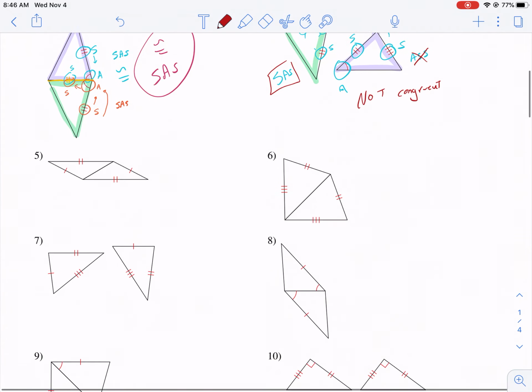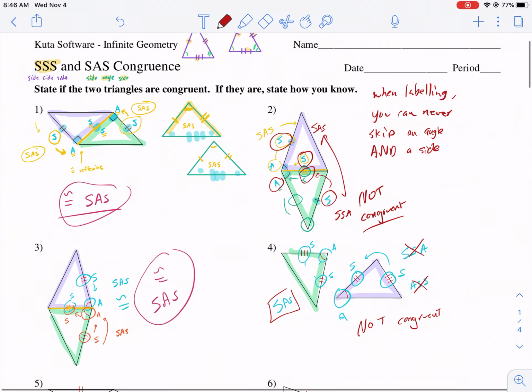Okay, so actually I'm going to put a pause on this. That was side, angle, side. I'm going to do a part 2 with this where I talk about side, side, side congruence. Stay tuned, and I'll see you next time.